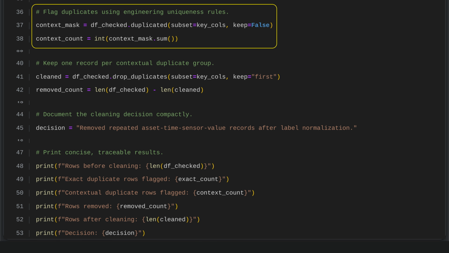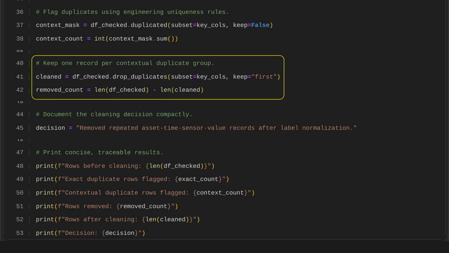To find duplicates using engineering rules, we check the data frame for repeated records across key fields such as the cleaned asset label, timestamp, sensor type, value, and unit. By marking every matching record as a duplicate, we can count the full set of contextual duplicates. This gives a clear total of records that meet the defined duplicate criteria.